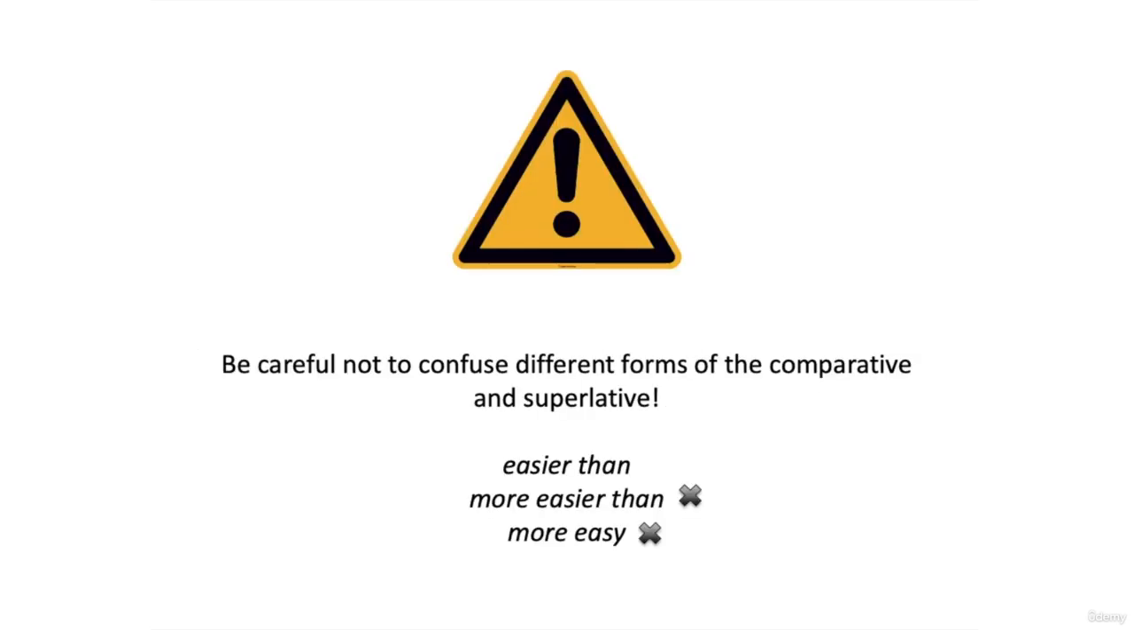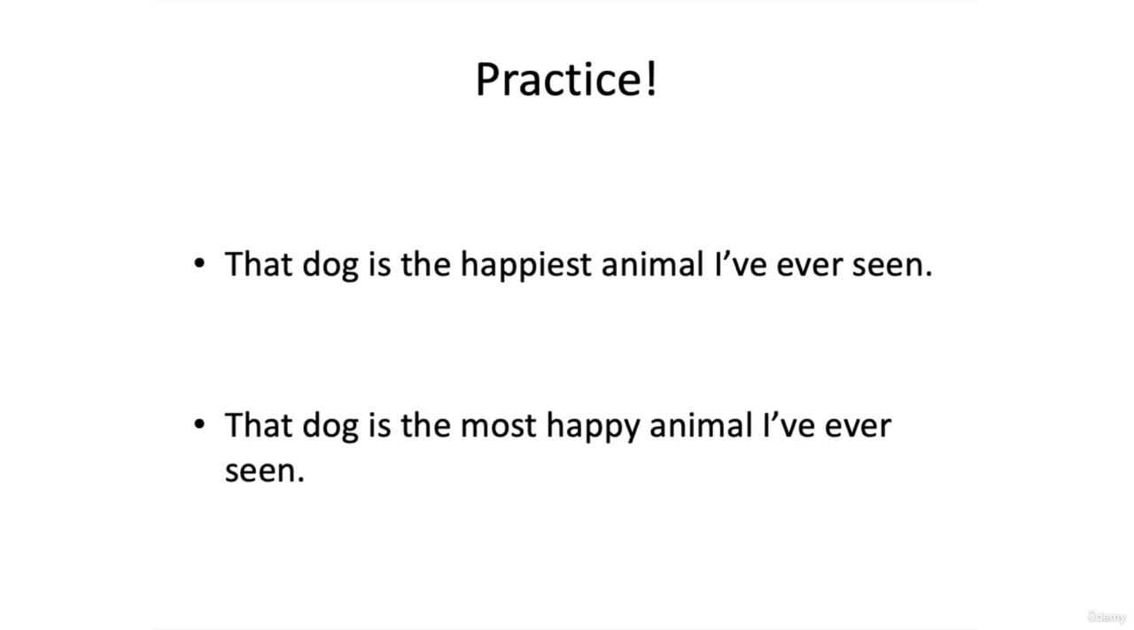Great job! Now it's important to avoid some very common mistakes when forming the comparative and the superlative. These mistakes are made by mixing up their forms. For example, instead of saying easier than, many English learners might say more easier than or more easy. Let's practice avoiding these mistakes. Can you guess the correct sentence?